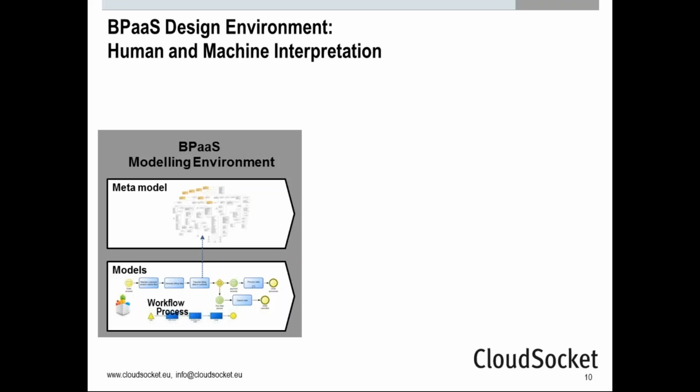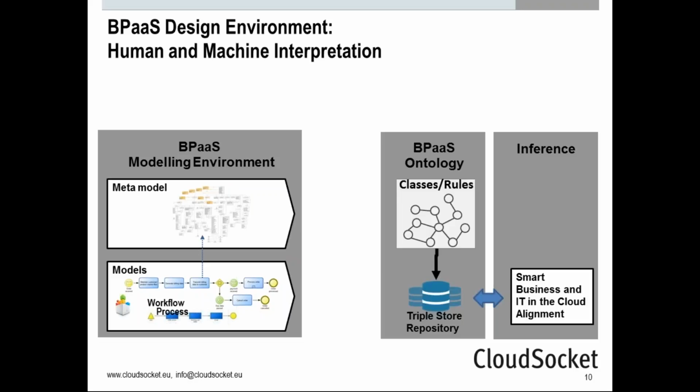And this is now the general architecture, in more detail, of what I just said before. Here we have the typical modeling environment. This is based on the ADOXX modeling environment. So we have the meta models defining the modeling elements, and based on these meta models we can define the models. And now here on the right we have the formal representation.